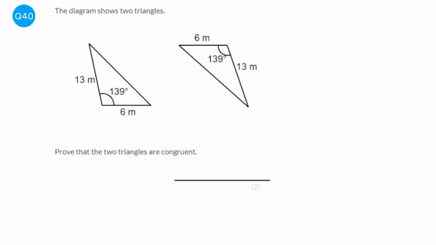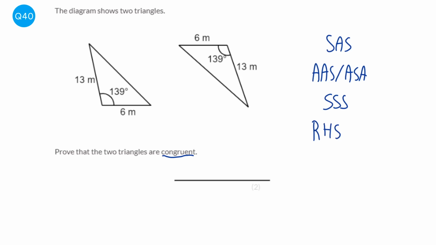When proving two triangles are congruent, and congruent means exactly the same, we're going to have one of four answers. Either side angle side is the same, angle angle side, or angle side angle. Side side side are the same, or they have the same right angle, hypotenuse, and side. This question doesn't have a right angle, so we can cross that out. It has two lengths, so two sides, but not three, so we can cross that one out. It only has one angle, so we can cross this one out.